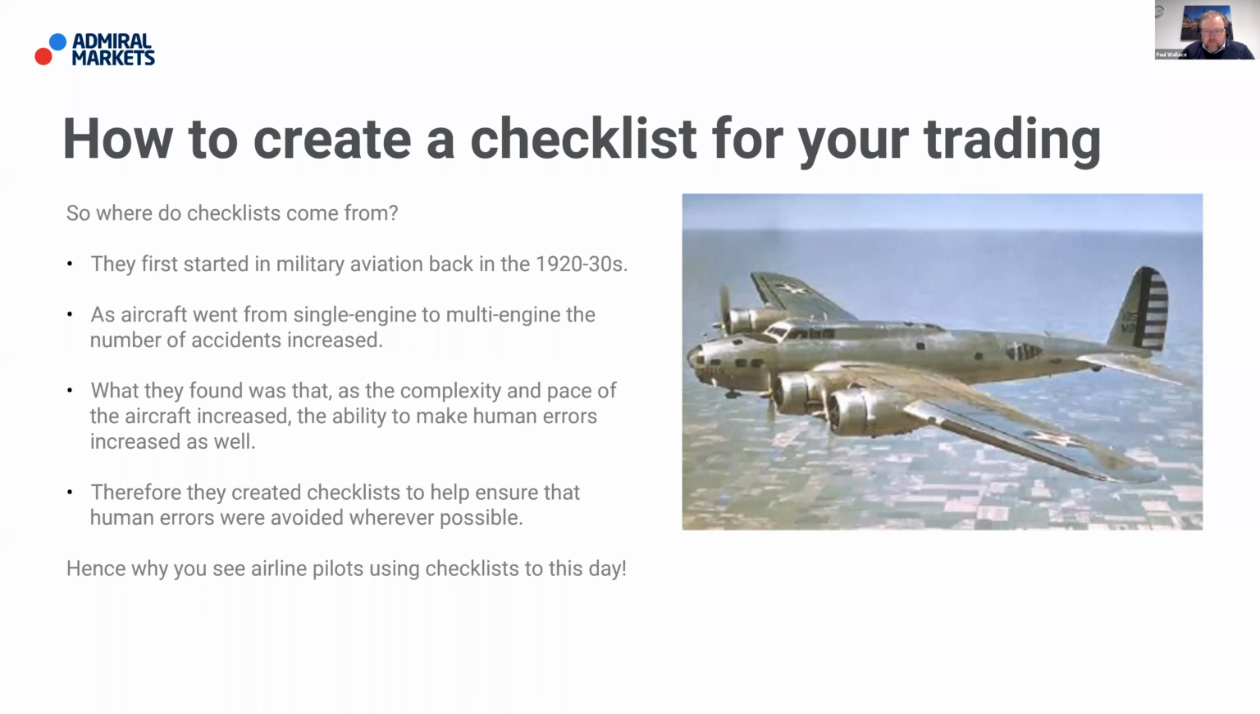Now, occasionally errors still occur, but what they found is that checklists, while very, very simple, invariably helped enormously in allowing the human brain to manage trying periods when something's gone wrong in your aircraft, when you've lost the engines on takeoff and you're trying to actually stay alive, basically. So they created checklists to help ensure that those human errors were avoided wherever possible. And that's where checklists originally came from.